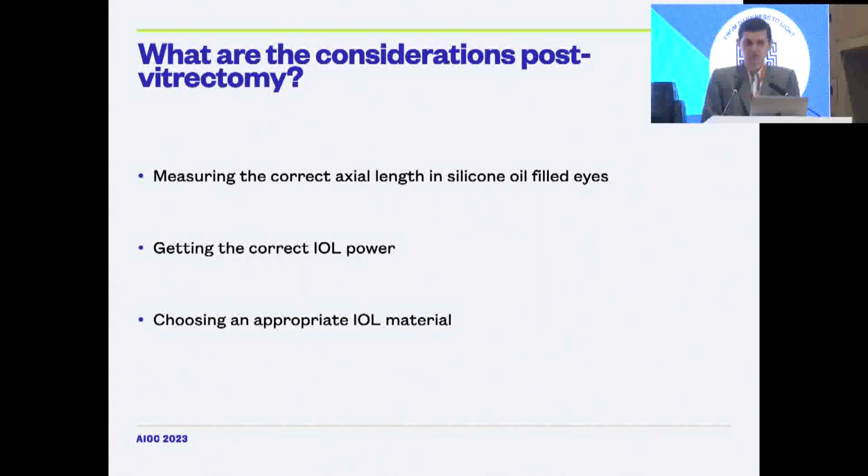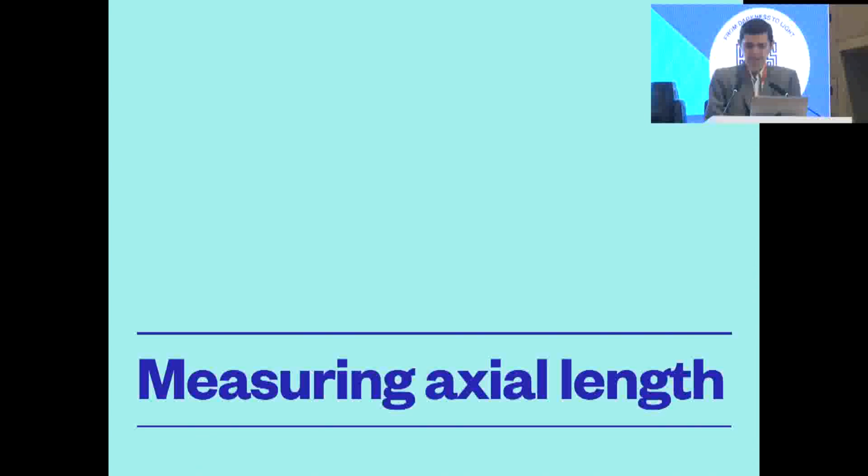One is measuring the correct axial length in silicon oil filled eyes. Second is getting the correct IOL power. And the third is choosing the appropriate IOL material. So talking about the first thing, measuring the correct axial length.